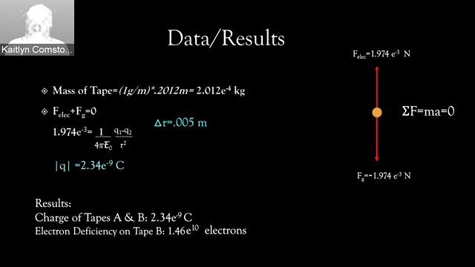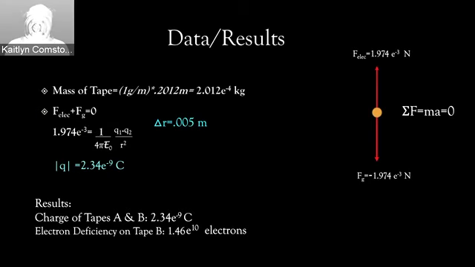Using the estimation that tape is 1 gram per meter, I found that the U-tape has a mass of 2.012e-4 kilograms and that the gravitational force was -1.974e-3 newtons. Since tape A was momentarily suspended, the sum of forces in the y direction was 0 at 1 instant. The gravitational force is set equal to the electric force to solve for the charges on the tapes. Note that it is assumed that the magnitude of these two charges is the same for simplicity.